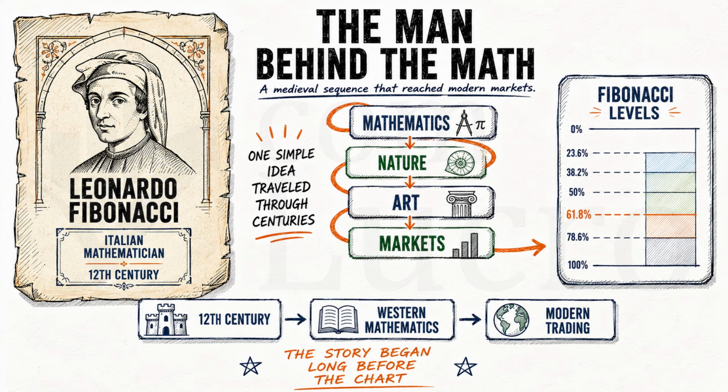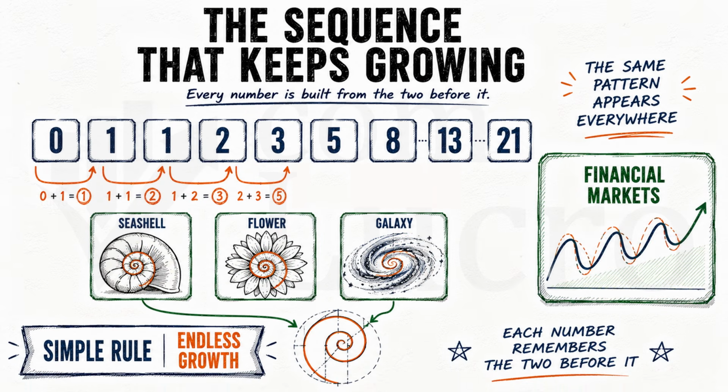Before we look at any charts, let's meet the man behind the math. Leonardo Fibonacci was an Italian mathematician from the 12th century who introduced the Fibonacci sequence to Western mathematics, a simple idea that would go on to echo through nature, art, and eventually the markets. The sequence starts with 0 and 1, and every number after that is just the sum of the two before it. 0, 1, 1, 2, 3, 5, 8, and on it grows.